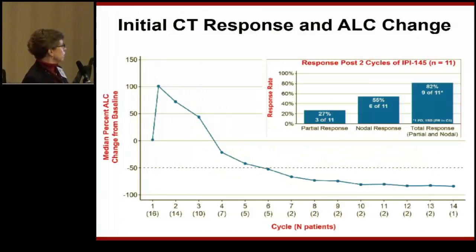So in the very early report of the phase 1 study, 11 patients with CLL were reported after 2 cycles of therapy. And this looked quite promising, 3 partial responses and 6 nodal responses, so 9 of 11 total responses. And the typical pattern of lymphocytosis that we see with all these agents, and a suggestion of rapid resolution of that lymphocytosis, at least in this patient here.